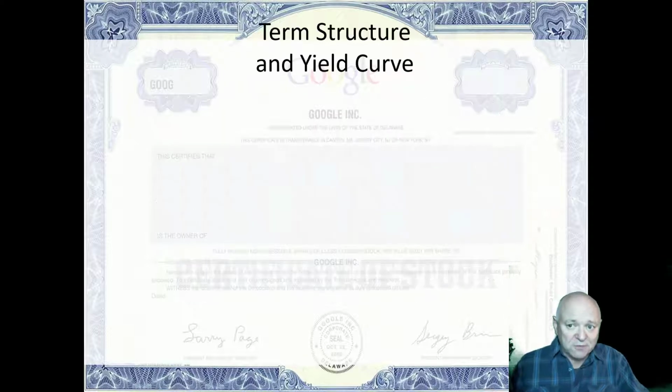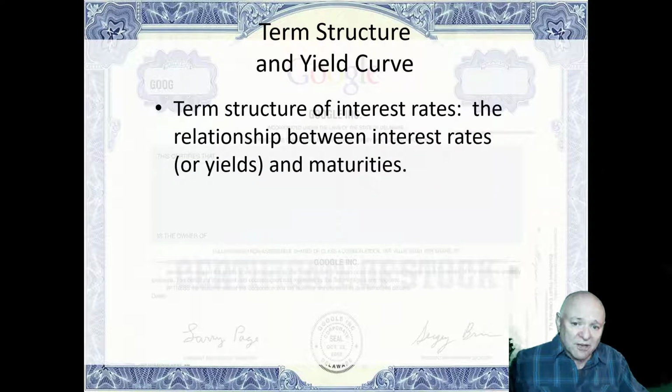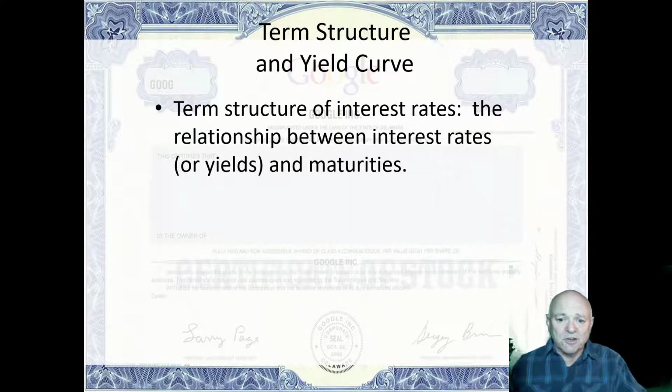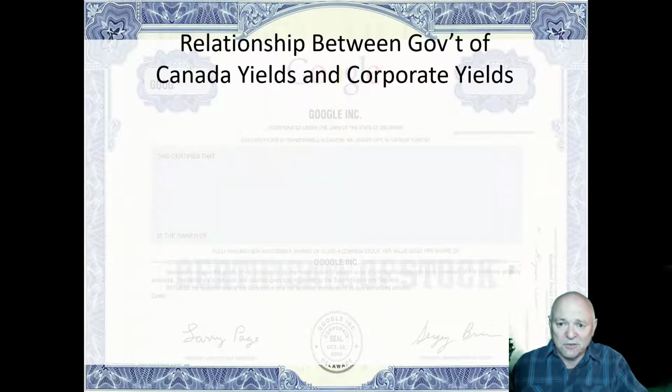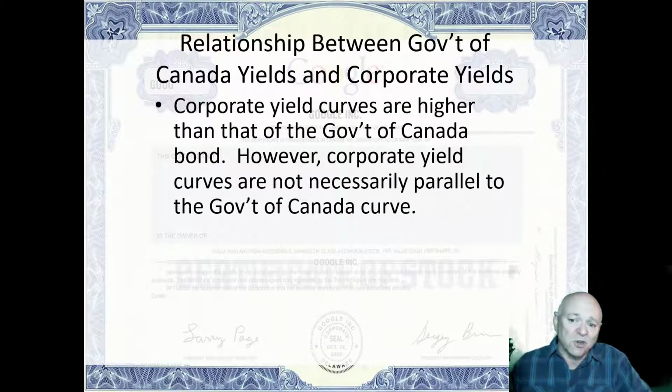The term structure and the yield curve is also significant. Term structure of interest rates, essentially as we saw with the yield curve, is the relationship between the interest rate or yield and maturity. Typically it's upward sloping, and earlier on we saw that graph, the one that I drew of the term structure, and that's called the yield curve. Essentially the corporate yield curves operate parallel to those of the Government of Canada's yield curves.